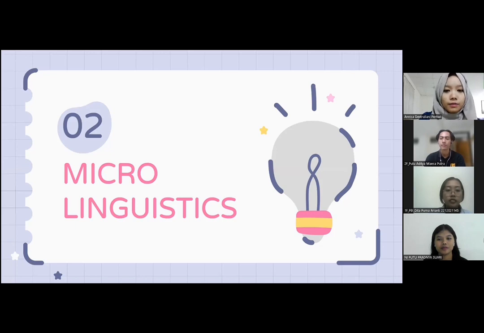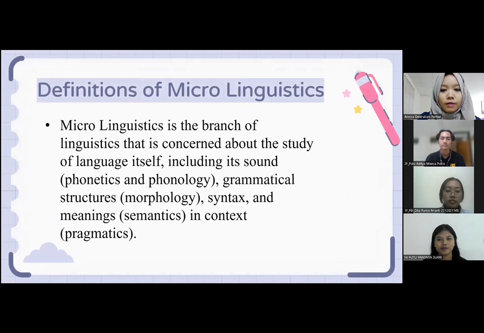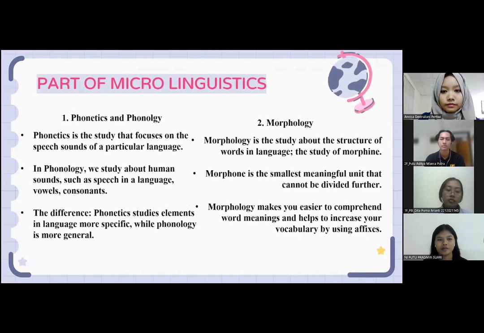Okay, I will explain about microlinguistics. Microlinguistics is the branch of linguistics that is concerned with the study of language itself, including its sounds, grammatical structures, syntax, and meanings in context. Part of microlinguistics. First, there are phonetics and phonology.